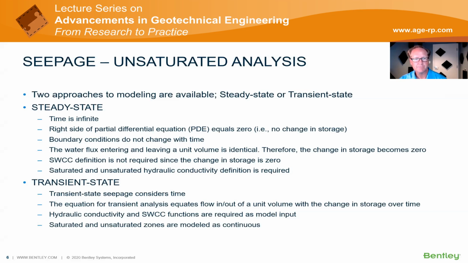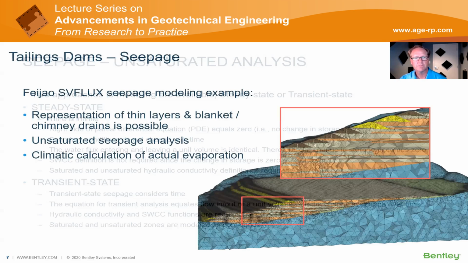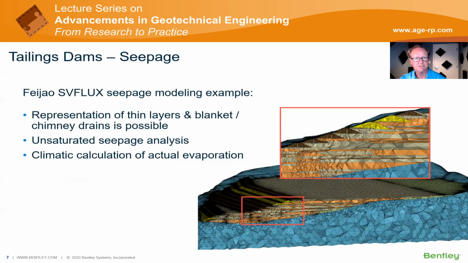Saturated and unsaturated hydraulic conductivity, however, is required. Now, if we move to transient state, on the other hand, we consider time, and both sides of the equation come into play. Hydraulic conductivity and soil water characteristic curve functions are required as model input, and the zones are modeled as continuous. So there's a lot we can do with this. This gives an example of a seepage modeling example, in which case we looked at a tailings dam, and we modeled the saturated and unsaturated seepage of this scenario in a detailed 3D way.